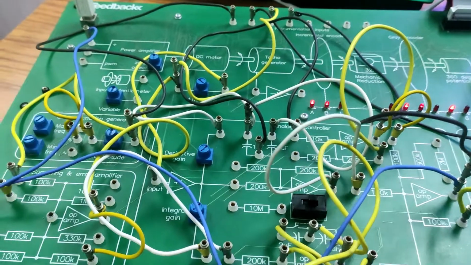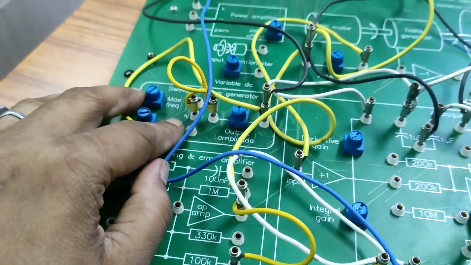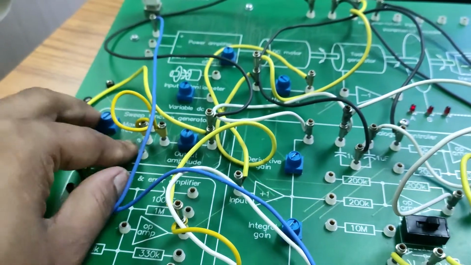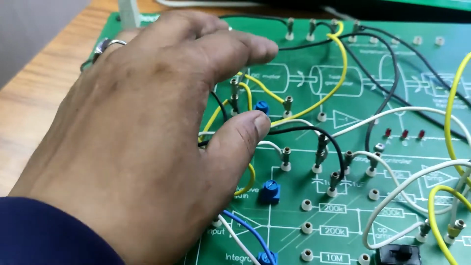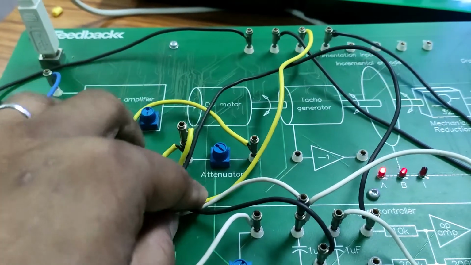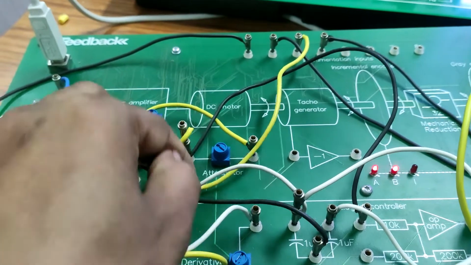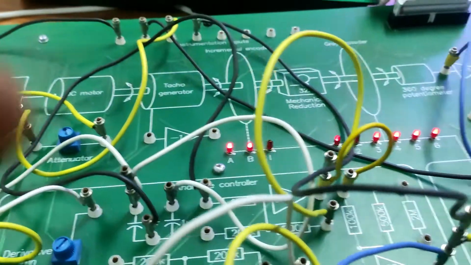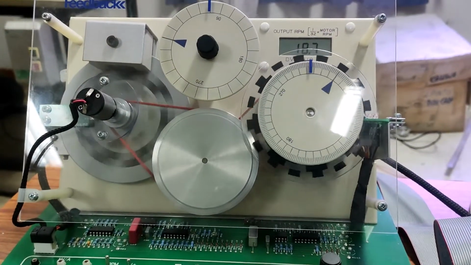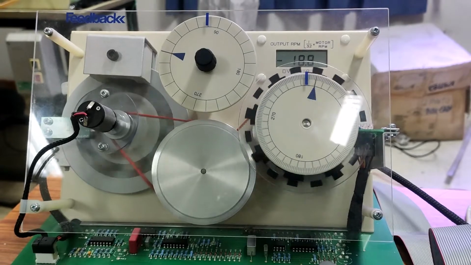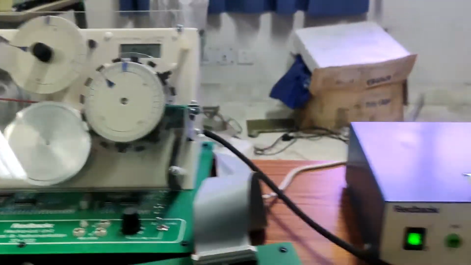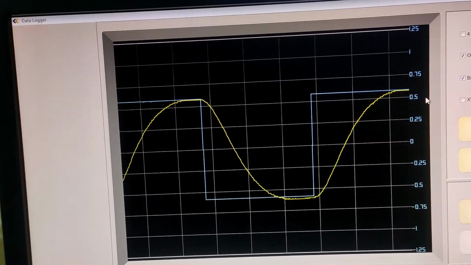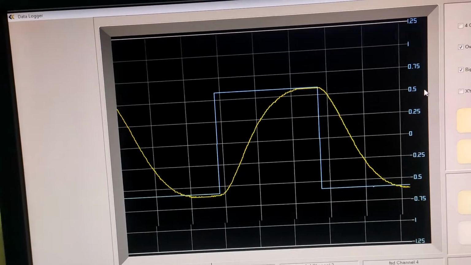Next we are going to give another input signal, which is a step signal, square wave, from the sweep function generator, and we give a particular gain from this attenuator unit. We set the proportional gain to a particular value. Then this is the motor rotation according to the step signal, clockwise and anti-clockwise. From there you are getting these two signals. Blue one is the input signal and yellow one the output signal.